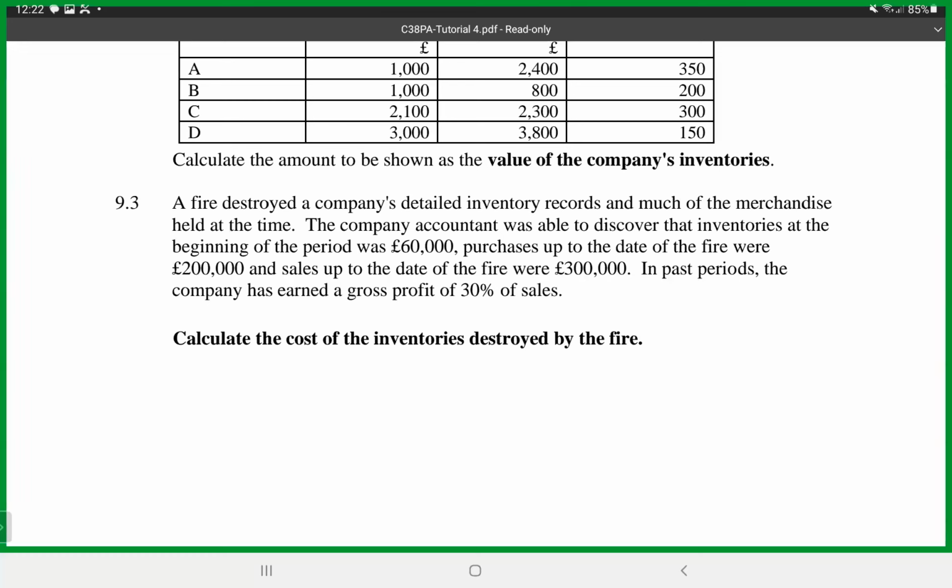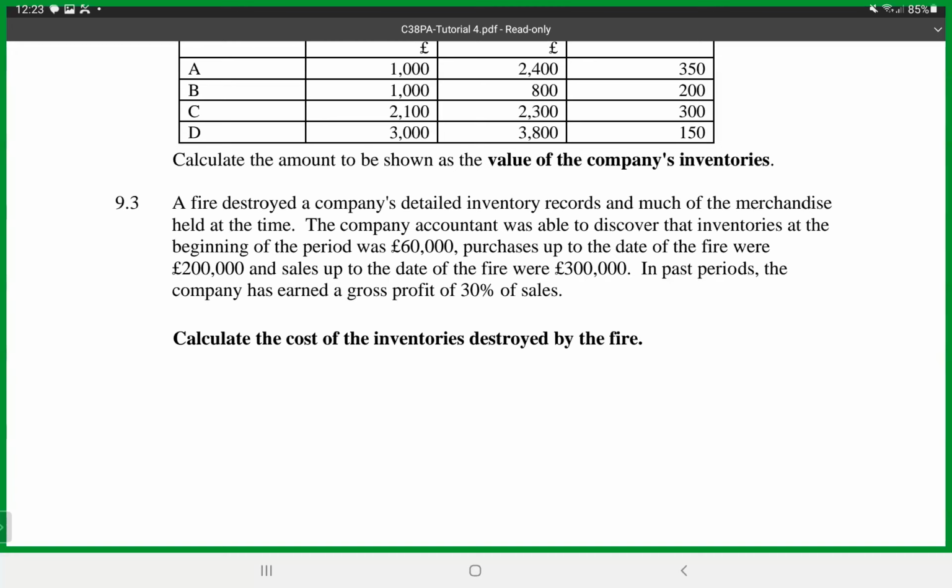I mean, until the fire, there were 300,000. And it says in the past periods, meaning before the fire, the company has earned a gross profit of 30% of sales. 30% of 300,000, if I'm not wrong, is the gross profit that they've earned. Okay, I get the thinking.